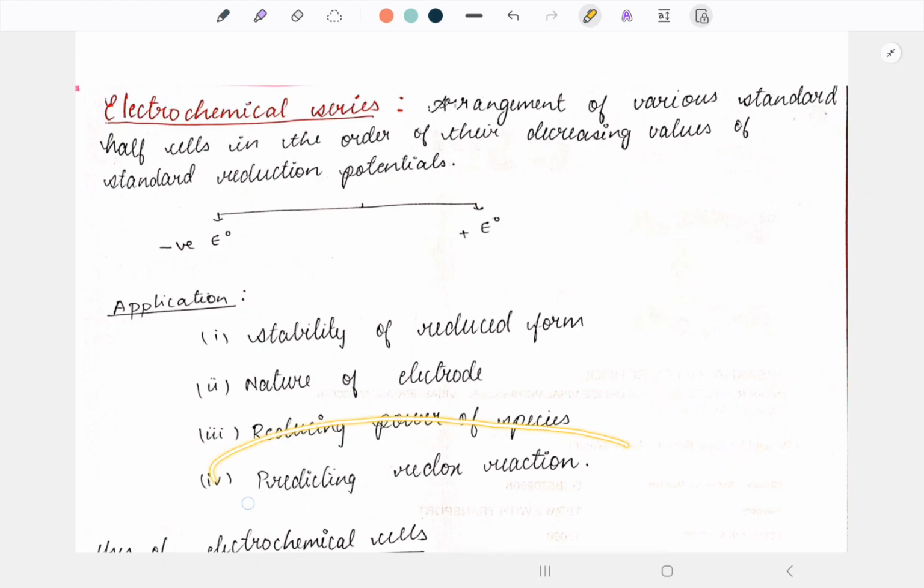And it also helps in predicting the redox reactions. So the electrochemical series also helps to predict the feasibility of a redox reaction, thermal stability of metal oxides, and spontaneity of an electrochemical cell by choosing the half cells with appropriate E0 values. So any cell reaction with a negative calculated value of EMF will not proceed.